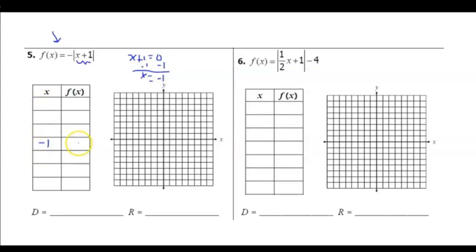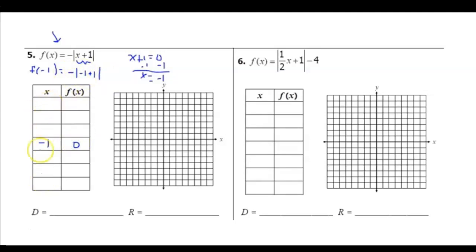I'm going to put that in the middle of my table. Now I need to find out what the output is. So I'm going to find f of negative 1. And Ms. Bennett's kind of doing this in her head, but I already figured out f of negative 1 is going to be a negative absolute value of negative 1 plus 1. Well, negative 1 plus 1 is 0. You can't have a negative 0, so this is just going to be 0.